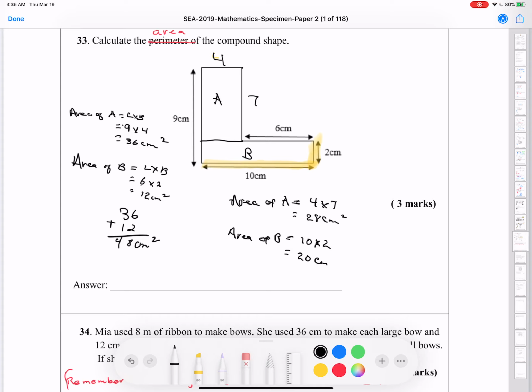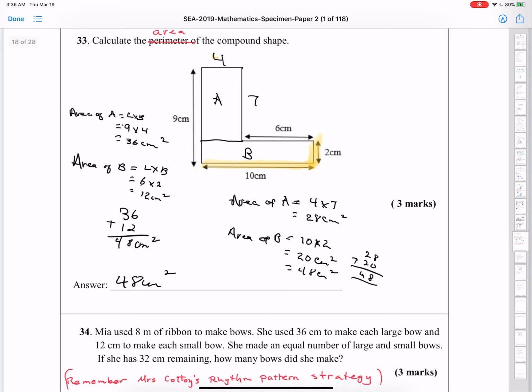20 square centimeters. 20 plus 20 can be worked mentally, but I'm going to still add it. 8 plus 0, 8, 1, 2, 4, 48 square centimeters. So whether you separate or you divide your compound shape as before or this way, you still end up with 48 square centimeters.